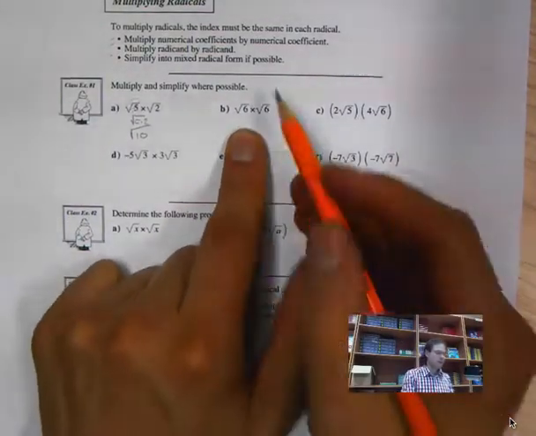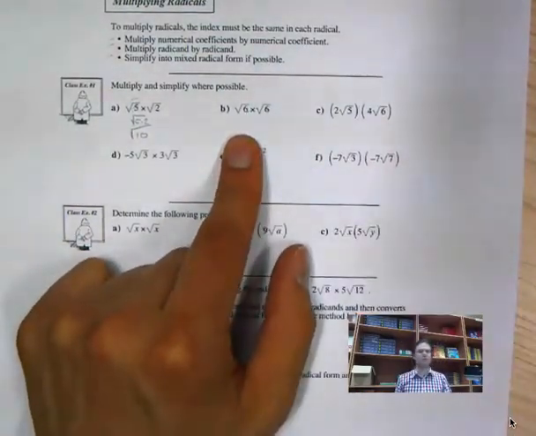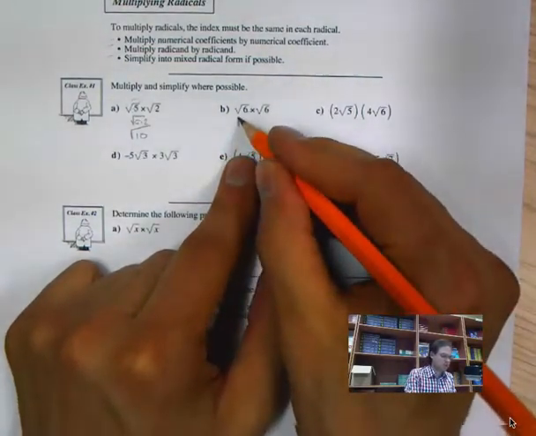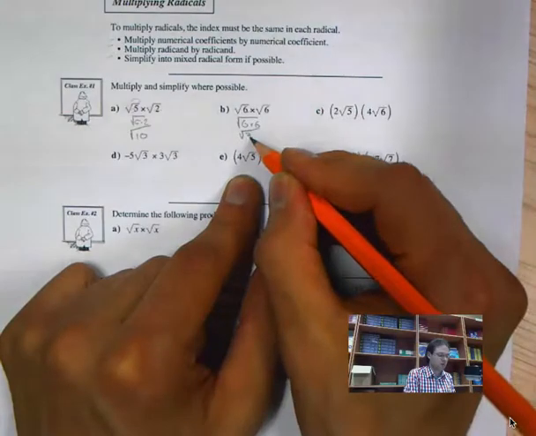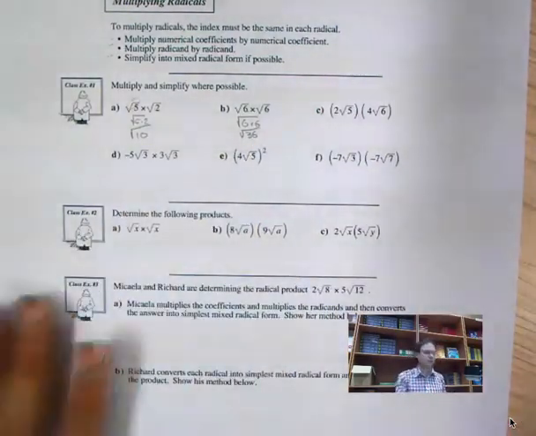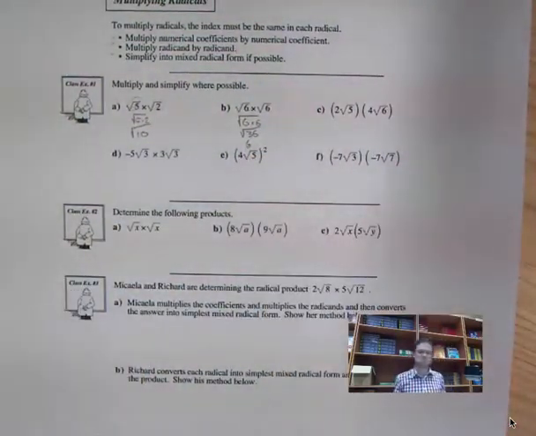Now this one here is root 6 multiplied by root 6. Well, that's root 6 times 6, which is the square root of 36. Well, what is the square root of 36? That's the same thing as saying 6.